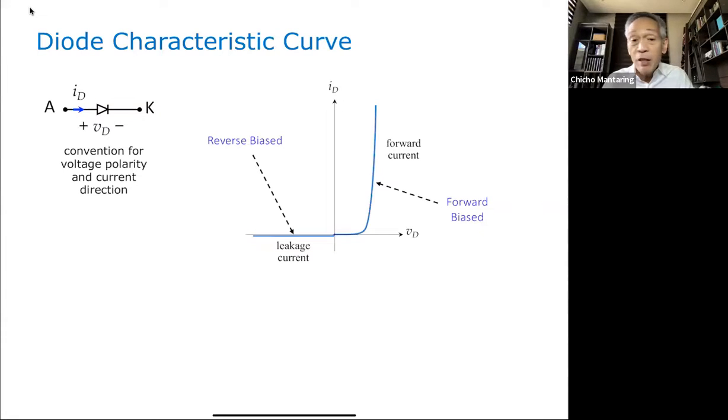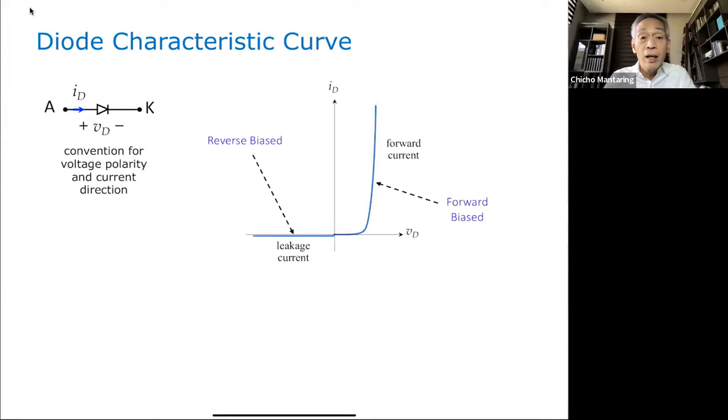In the forward bias region, there's a particular voltage beyond which all of a sudden your current exponentially increases. So the current is going to be practically zero, and at a certain point, your current will start to increase and it will exponentially increase. Now, in the forward bias region, we call the current your forward current.